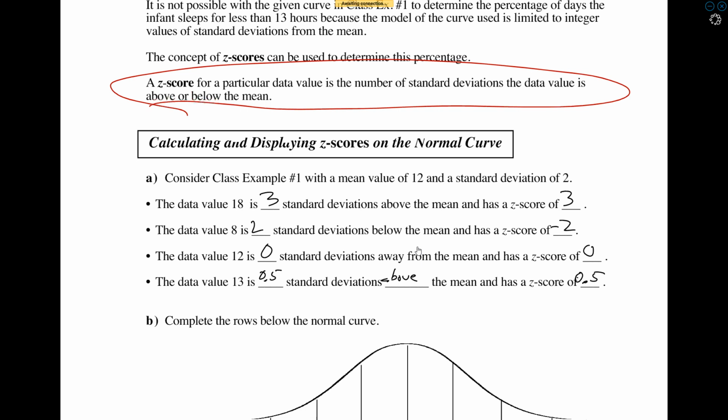And what's the Z-score of 14? What's the Z-score of 16? We were talking about how many standard deviations. 3, -1, -2, -3. So now we can see how 13, this point here, is a 0.5 Z-score. It's halfway between the standard deviations.